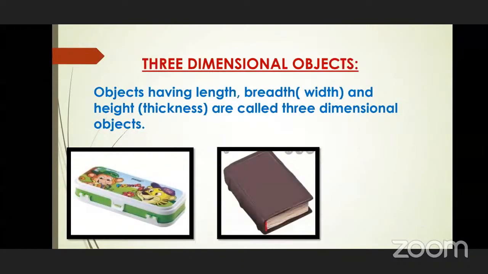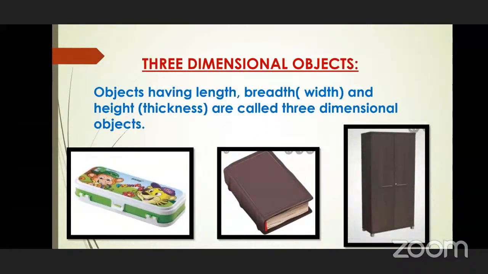Now see, which picture is this? Book. Yes, this is a book. Now here in this picture we are able to see the top face, the side face, and the front face also. So this is also a three-dimensional object. Now see, what is this?